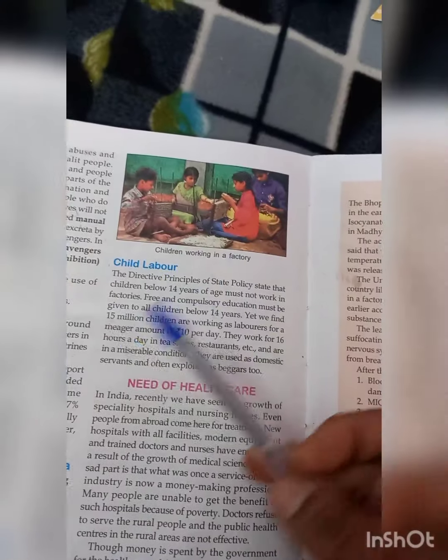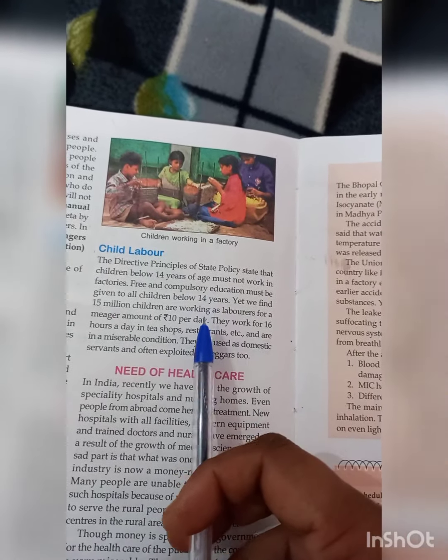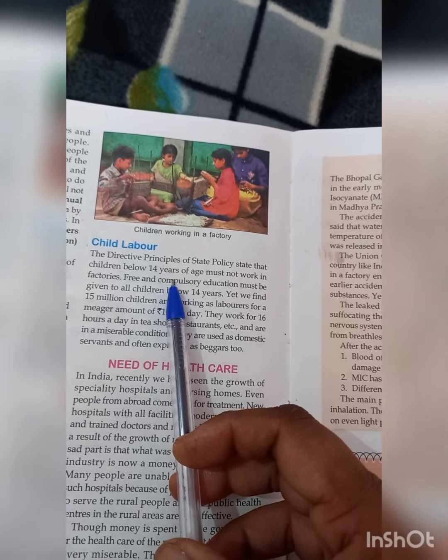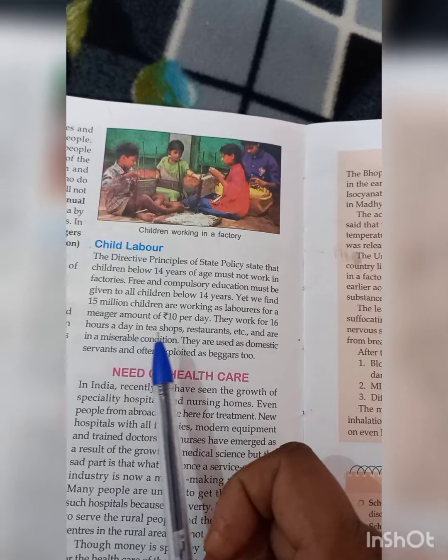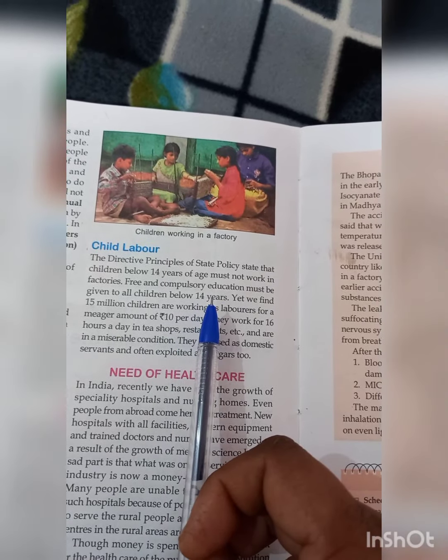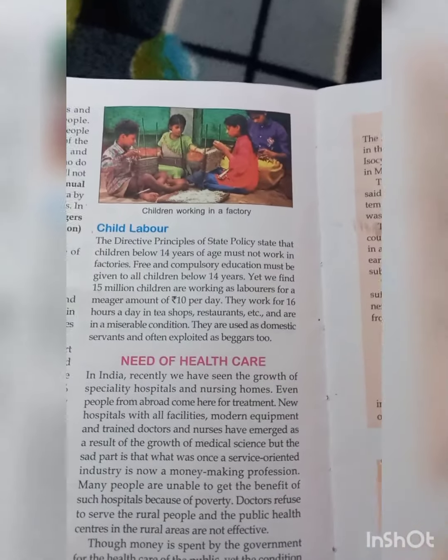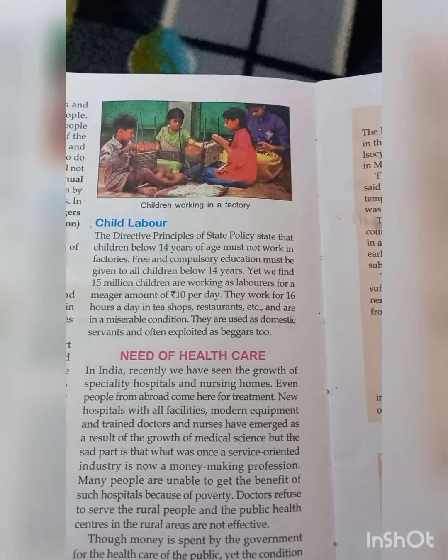Next is, what is child labor? What is child labor? The answer is given here. Child labor means the work of children under the age of 6 to 14 as a worker in any factory or any working place is known as child labor.